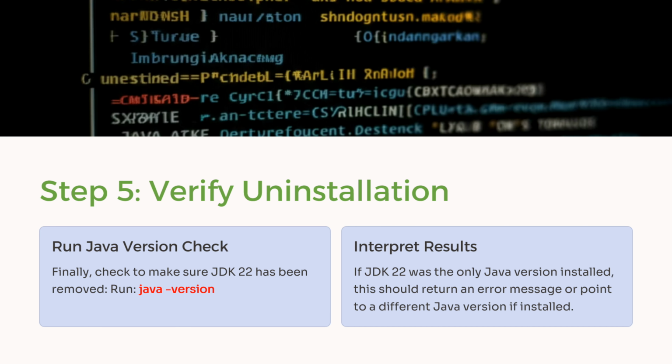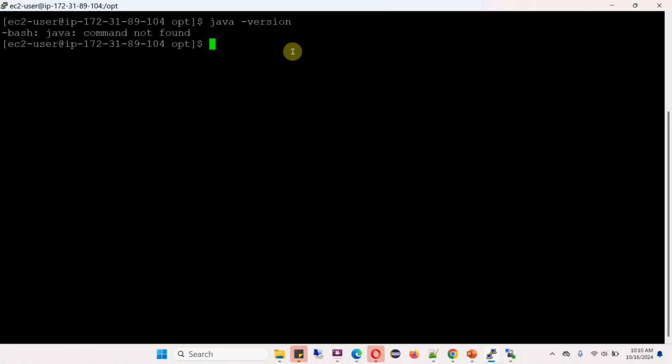Step 5 is verify the uninstallation. To verify the uninstallation, you have to run the command java -version. And if JDK 22 was the only Java version installed, this command will return error message or point to a different Java version if installed. We got error message saying command not found. From this we can confirm JDK 22 is successfully uninstalled.